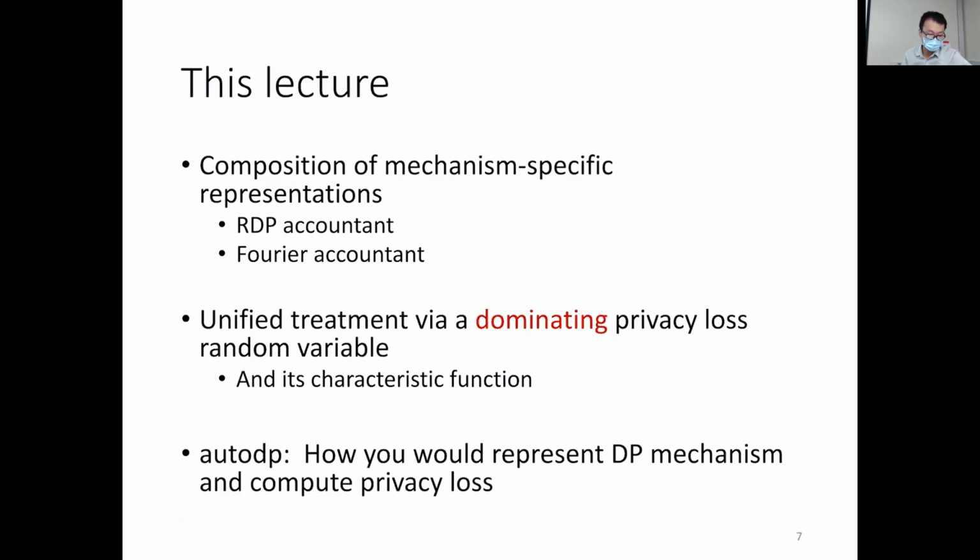And lastly, I hope I am going to be able to give you a demo on how to use autodp to represent DP mechanisms, compute privacy losses, and calibrate these mechanisms' parameters to achieve some predefined epsilon-delta. It will be quite useful for your project if yours is a more practical project that implements these noise-adding mechanisms and evaluates the privacy-utility trade-off, and then autodp is something that you might need to use.